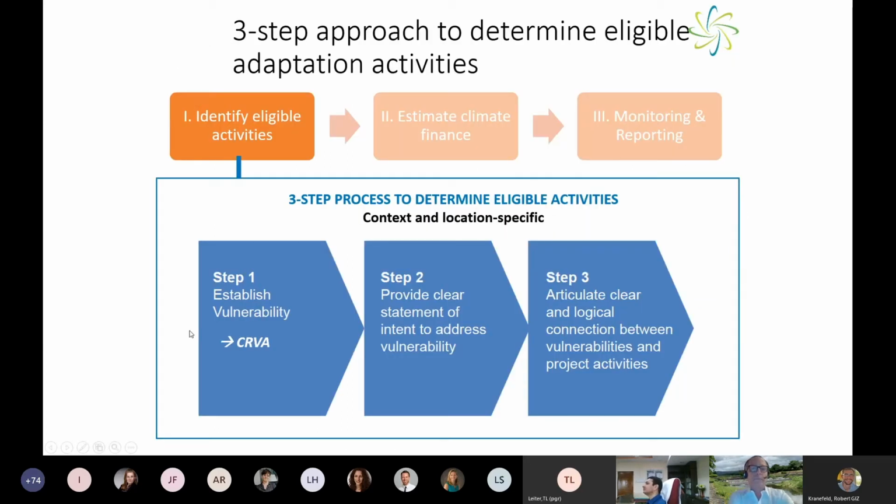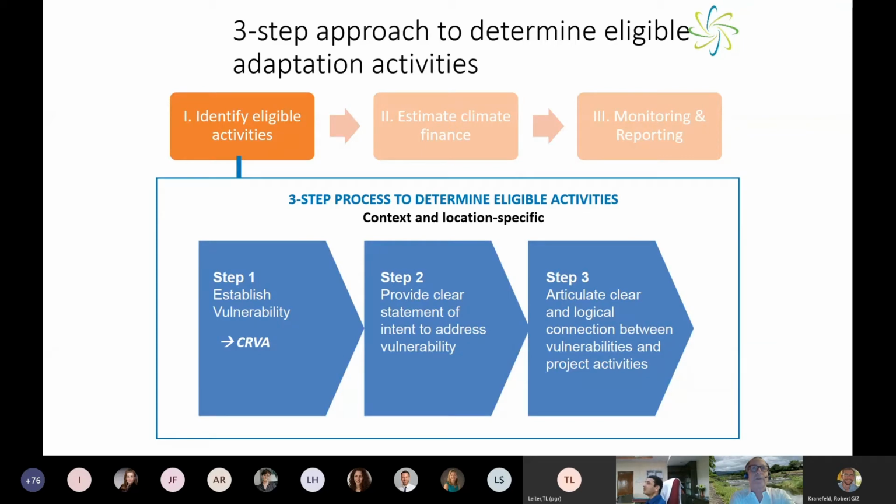So here's the 3-step approach. I didn't go through all of them, but basically you do the CRVA to establish vulnerability. So we have a rigorous screening methodology. Every project has to go through it. If you're rated medium to high, you then have to do a much higher level of due diligence. And then you're looking at what is the intent to address climate change in the project. And I think in some ways this comes down to the storyline of the project.